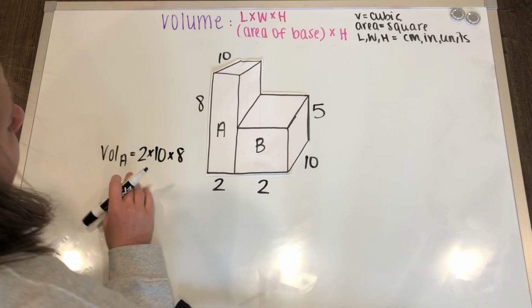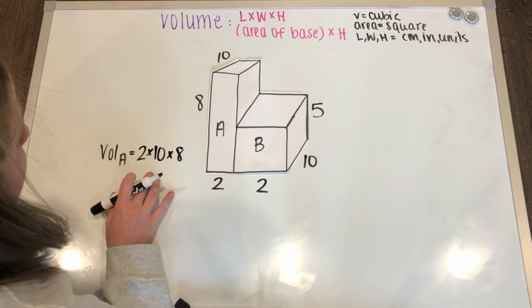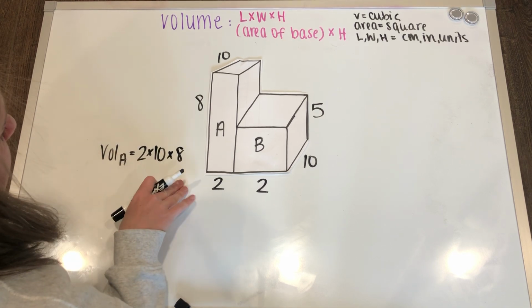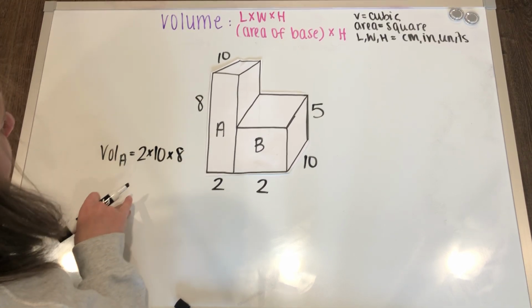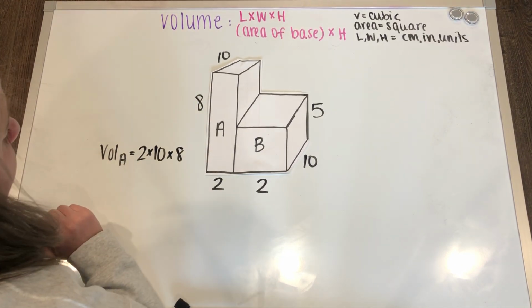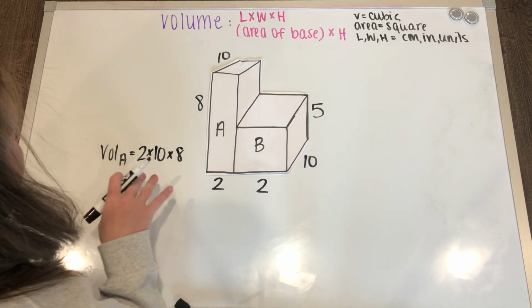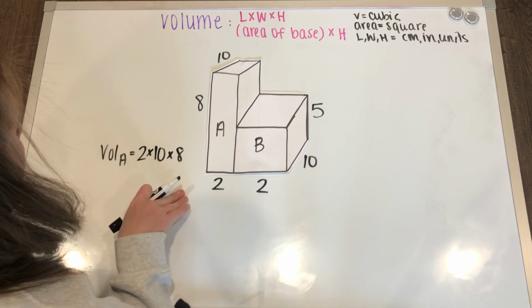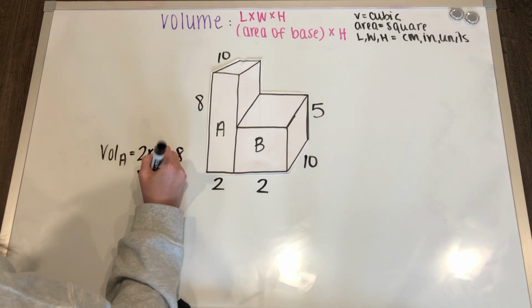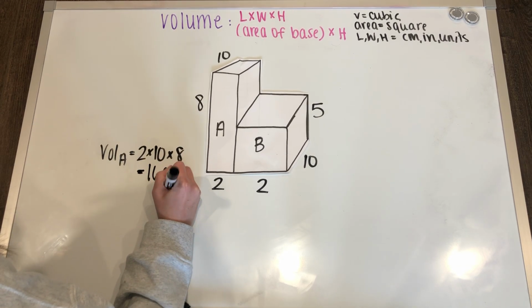Now remember, it doesn't matter in which order I multiply this. I could do 2 times 10 times 8. I could do 8 times 10 times 2. It's whatever is easiest for me. So I'm going to do 10 times 2 is 20, times 8. So that's 160 cubic units.